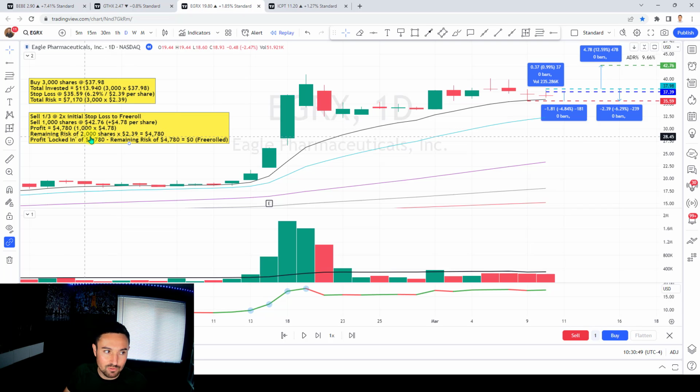So we have a remaining risk of 2,000 shares times the $2.39 stop loss, because remember we bought them at 37.98. The stop loss is down here still on those 2,000 shares at 35.59. So our remaining risk on the trade is $4,780. Our profit locked in from selling the 1/3, the 1,000 shares higher, is $4,780 minus the remaining risk of $4,780, which equals $0. Free roll the trade. Nice. Let's play it forward.